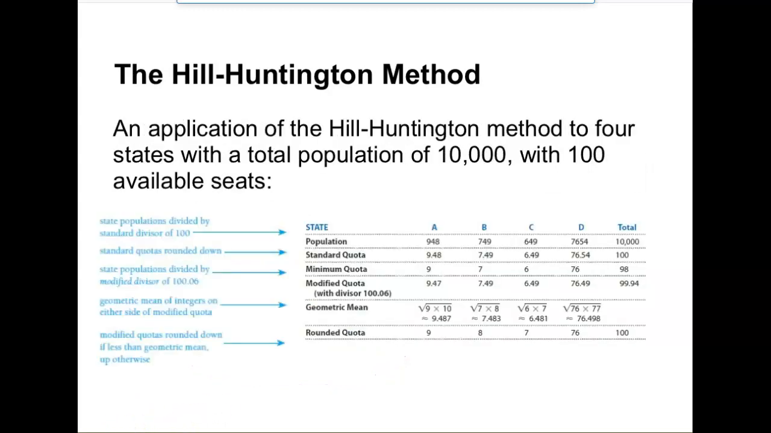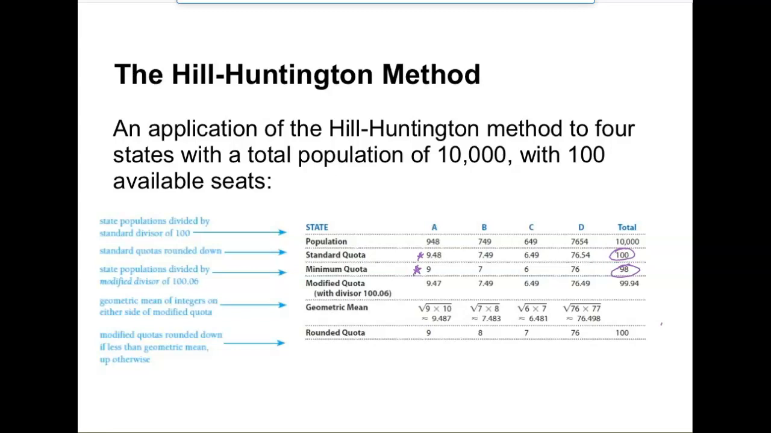Four states with the same populations and the same number of seats to give. So our standard divisor comes out to 100. And our standard quotas, we just divide our populations by 100, are given here. Chopping off the decimal, there's our minimum quotas, and when we add those up, we've only given away 98 of our 100 seats.